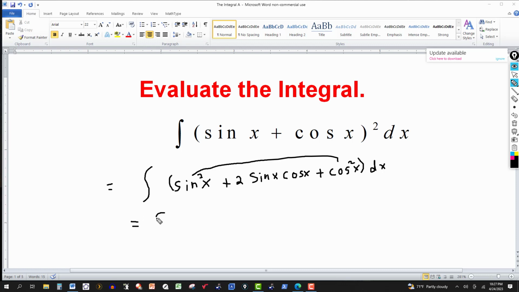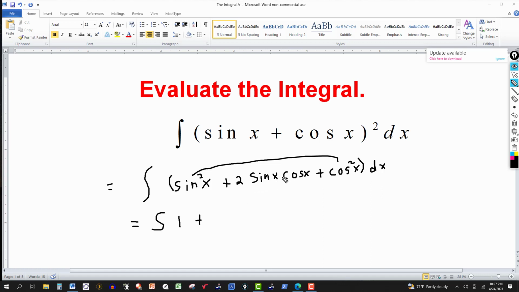Fundamental identities. Sine squared of an angle plus cosine squared of the same angle is always 1. So the sum of those two gives me 1. So put a 1 there. Plus. And then we have 2 sine x, cosine x.